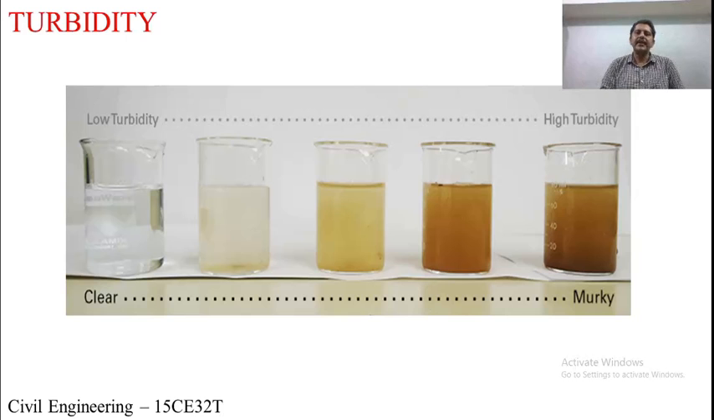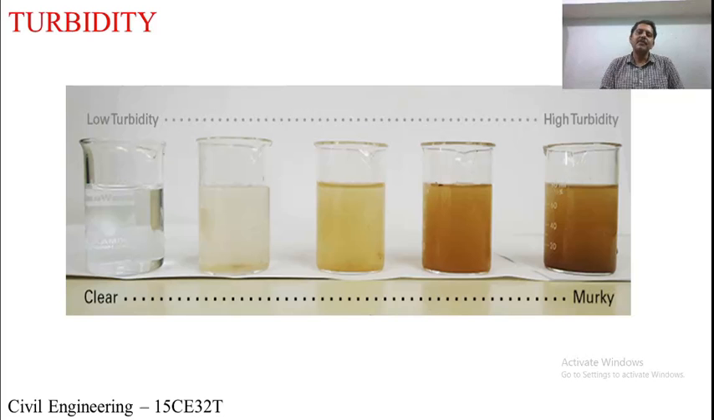Next comes turbidity. So what is turbidity? You can observe the figure. The left beaker is fully clear, it does not contain any suspended impurities. The second one has a somewhat cloudy appearance. The third one has some muddy appearance. The fourth one has still more muddy appearance. The fifth one has high turbidity. So the first one is clear water, which has low turbidity. The last one is murky water, that is muddy water with high turbidity.